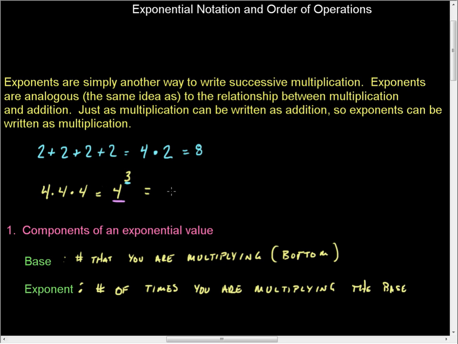In this case, though, 4 to the third power is going to be 4 times 4 is 16 times 4 is 64. Okay, now you can see the difference between the values that you're getting through multiplication and through exponentials. And so exponential notation is simply a way to write down many multiplications of the same number.